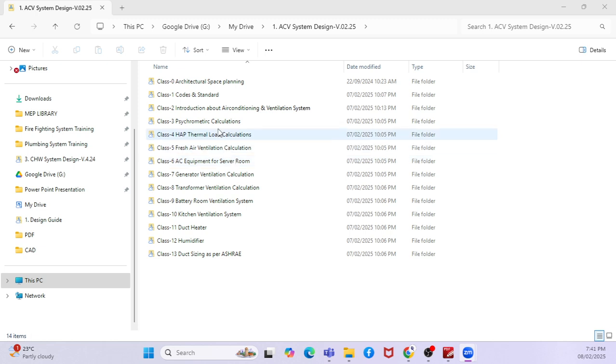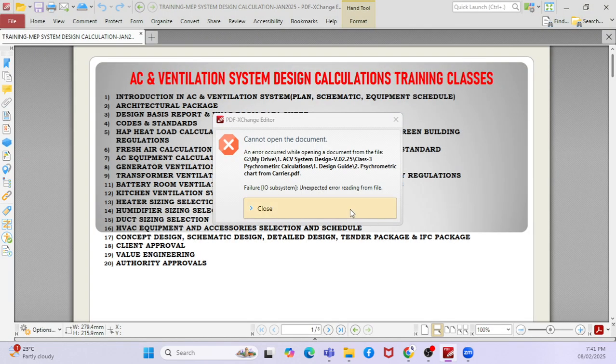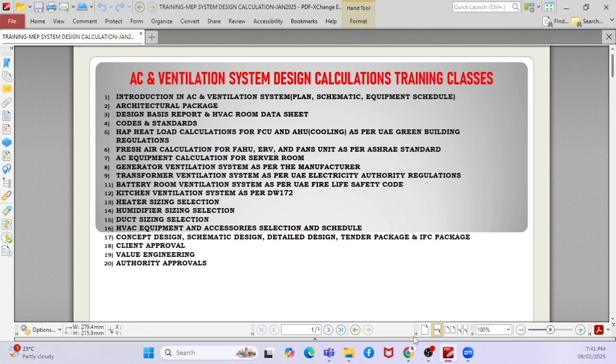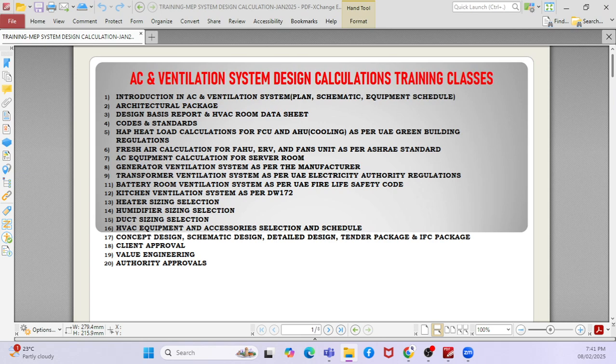See, psychometric calculation, for example, if I go inside the design guide, there is a psychometric chart from Carrier, for example. If I open this particular chart, normally when you go to the psychometric chart, you have different properties like dry bulb temperature, wet bulb temperature, specific humidity, enthalpy. Then you will have relative humidity and dew point temperature. So basically, you will be discussing all these particular items. Let me just try to open it, one minute.